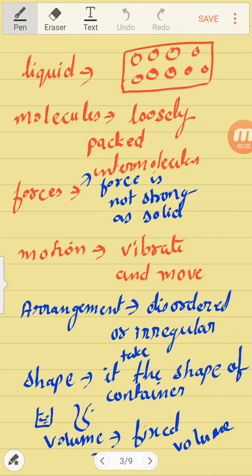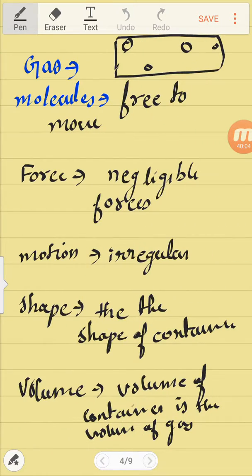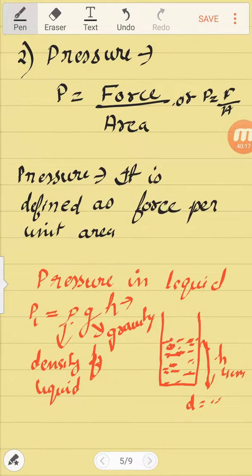Shape: it takes the shape of the container, and volume is fixed. Gas is free to move, and the force is very less. Motion is irregular. Shape is the shape of the container, and the volume of the container is the volume of the gas.